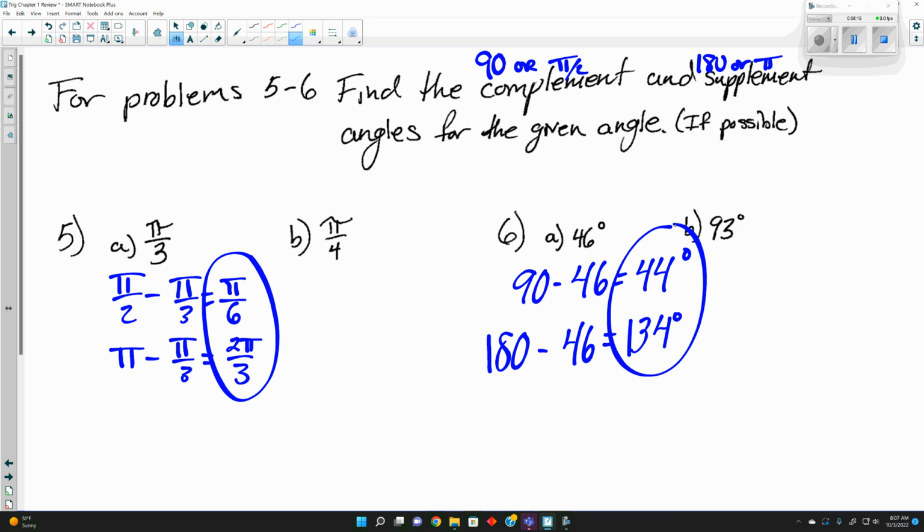Now, it's not always going to work out that we'll have a complement, because depending on the angle, so like 93 degrees, we don't have a complement. Because for us to have an actual angle that adds to 93 to give us 90 would be negative 3. It's not an actual angle that we're going to be concerned with. So it doesn't have a complement, but it does have a supplement, which would be 87, because we're just going to subtract it from 180.